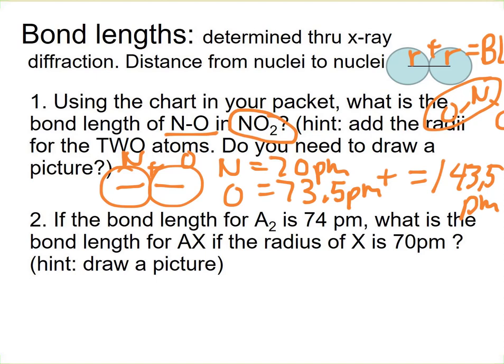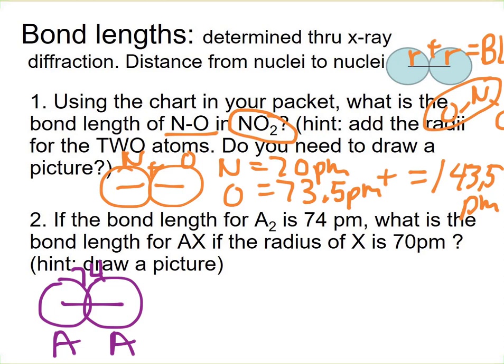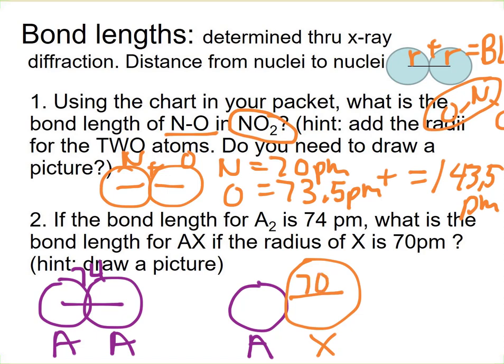Let's look at number two. Number two is more representative of what will be on the AP test, and I find it helpful to draw a picture. So this says the bond length for A2 is 74. So that means I have A bonded to A, and between the two nuclei is 74. And then it says I have AX, so there's my A, and here's my X. And I know what X is. X is 70.